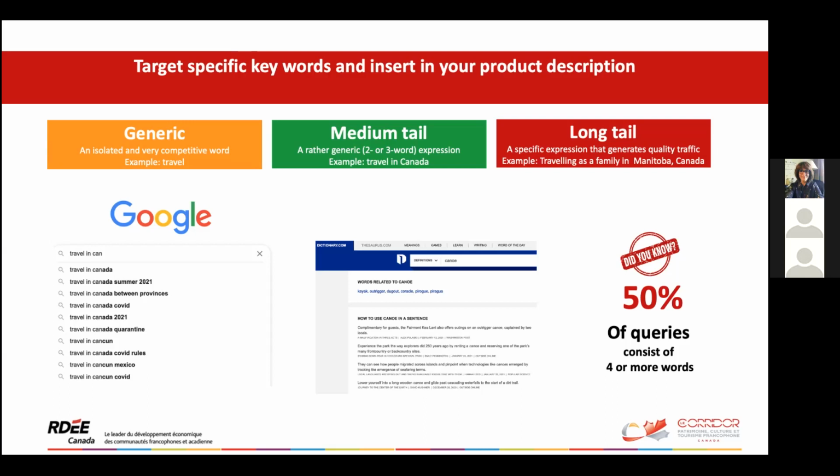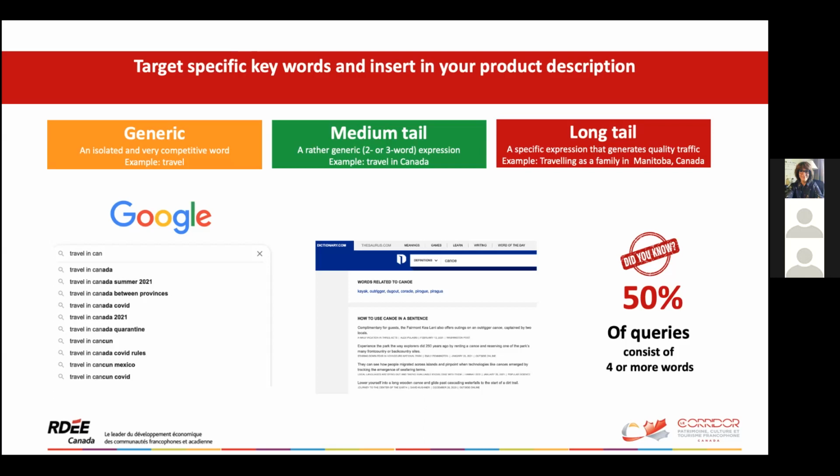The median tail, it's a little less competitive than the generic, and it's much more specific. For example, here I have travel in Canada. So now you've targeted people that travel, but in Canada. So your chances of being found are a little bit higher because maybe not too many of your competitors are in Canada. So of course, your keywords will not be travel in Canada.